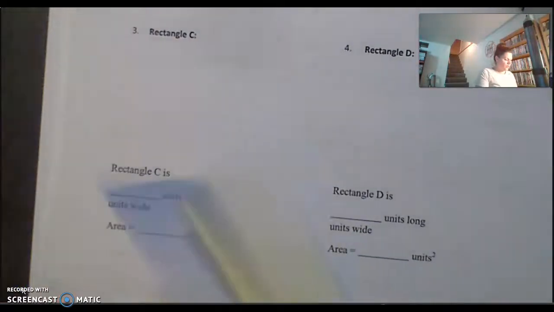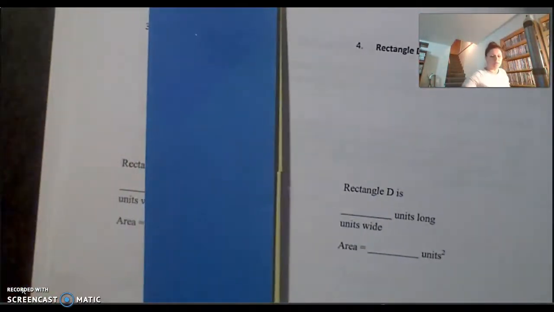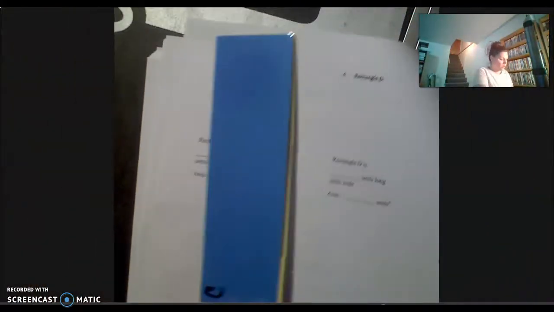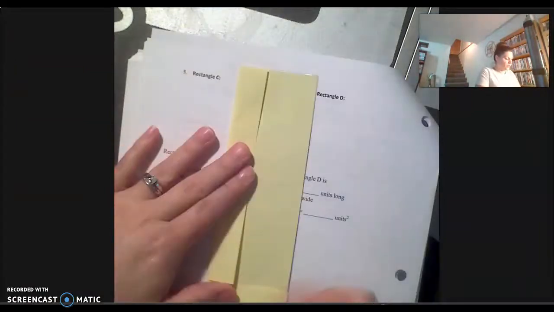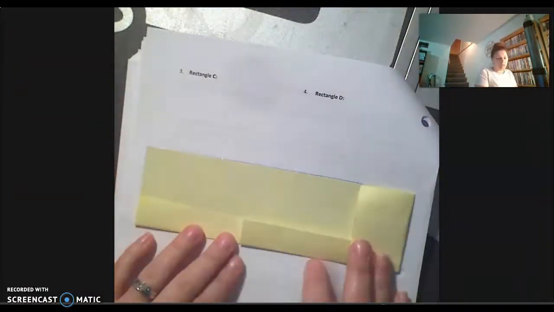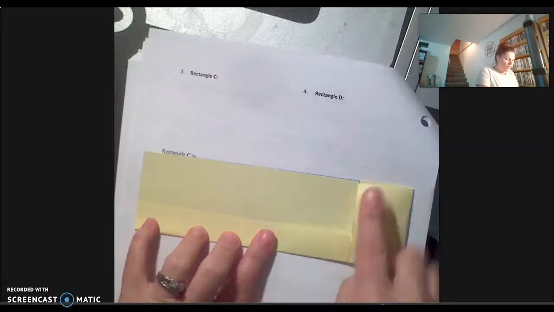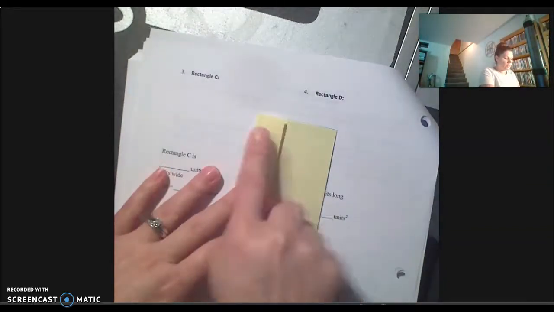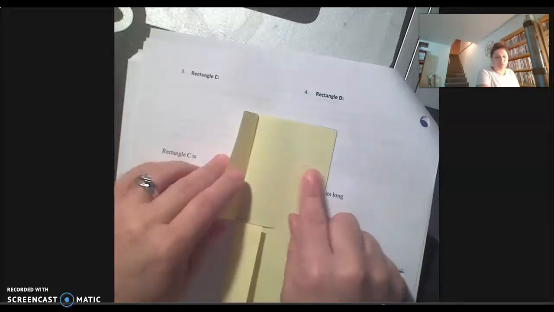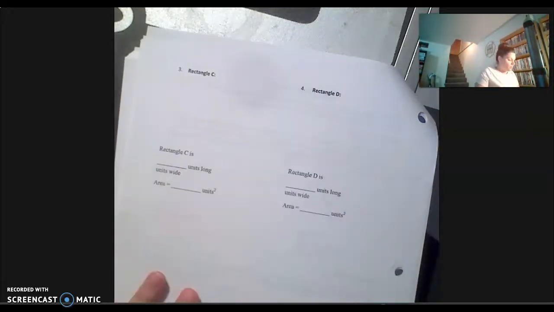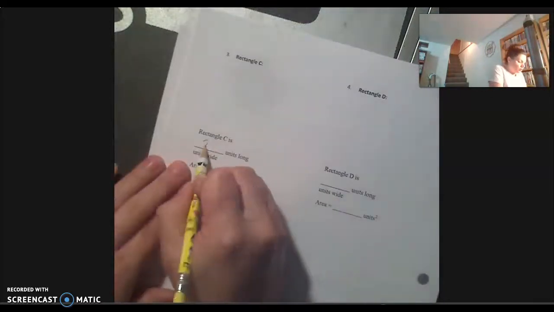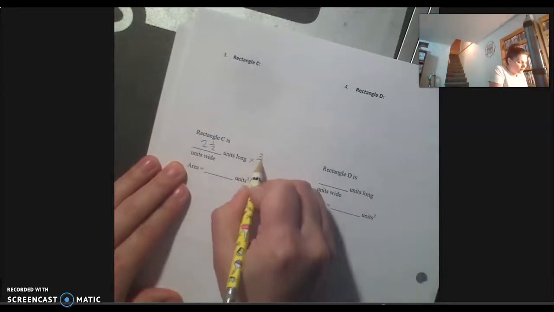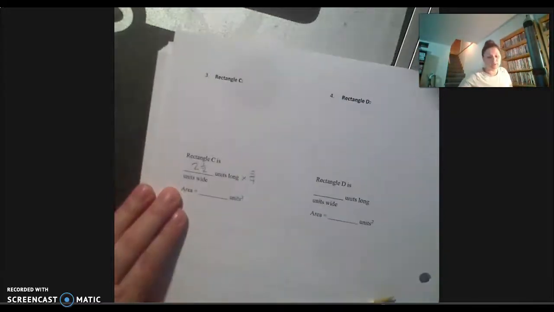Okay, moving on to rectangle C. Let me zoom out. Here is rectangle C. It's very long and thin, and if you look, I've already tiled the backside. Our length is 2.5 units. And if I turn it sideways, our width is only 3/4 of a sticky note. So the length is 2.5 by, and our width is 3/4 units. Let me zoom back in.